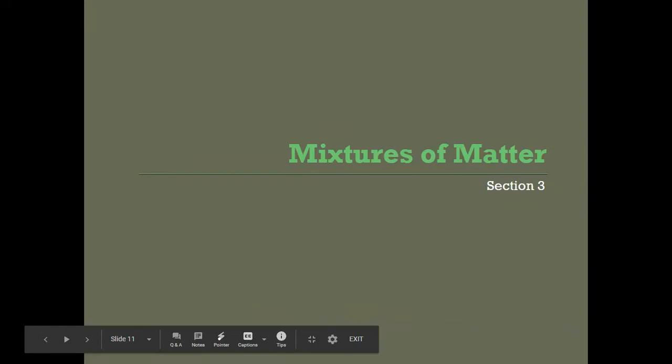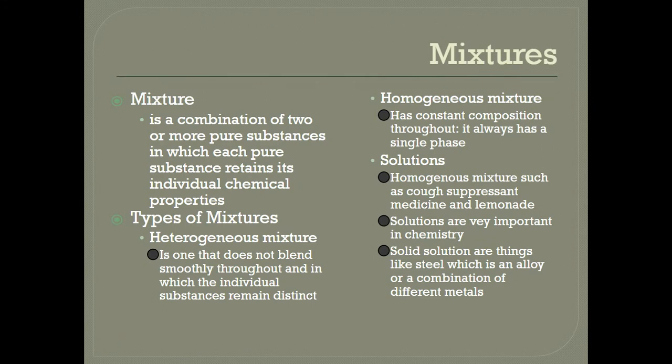Okay, so let's look at mixtures and matter. Remember that matter is anything that has mass and takes up space. When we start looking at a mixture, this is the combination of two or more pure substances. Remember, pure substances can be elements or compounds, but when we mix them together, they still retain their individual properties. Let's look at the two different types of mixtures that we have.